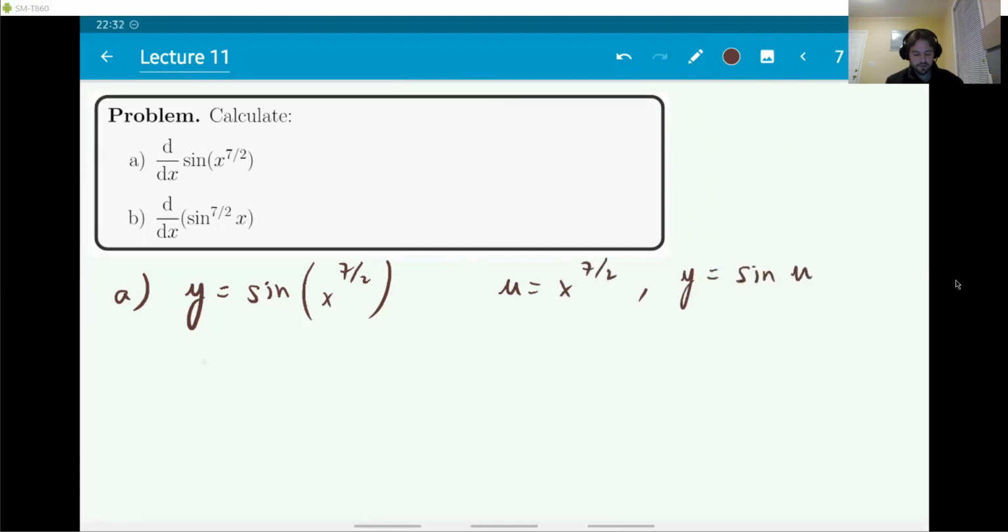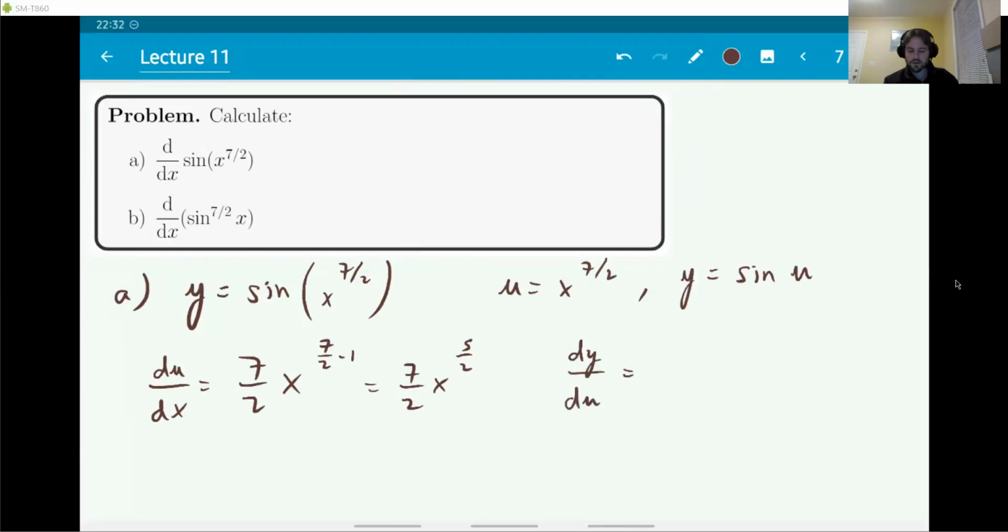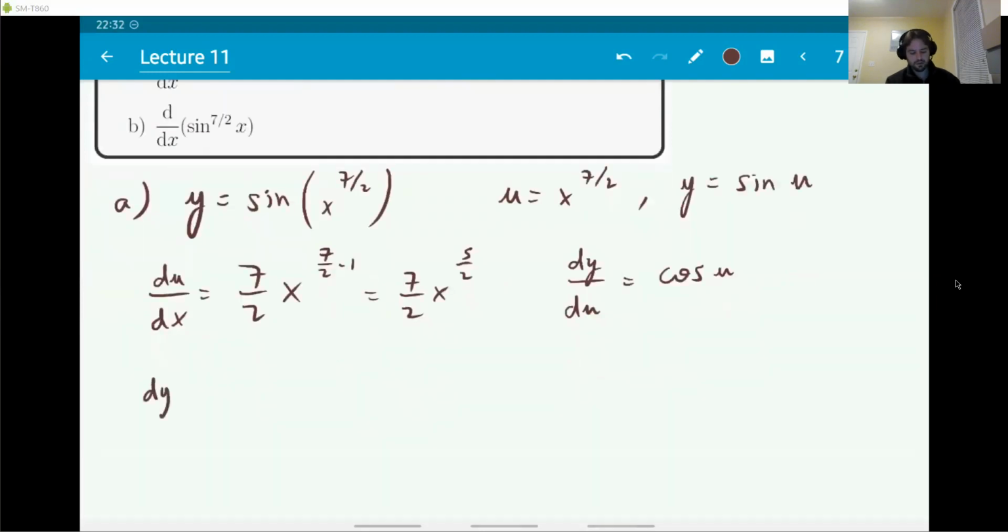So you find the derivatives. du/dx, power rule: 7/2 x to the 7/2 minus 1, which is 5/2. And dy/du, the derivative of sine of u with respect to u, is cosine of u. Multiply those two together to get dy/dx. So right here, dy/du is cosine u, and du/dx is 7/2 x to the 5/2.